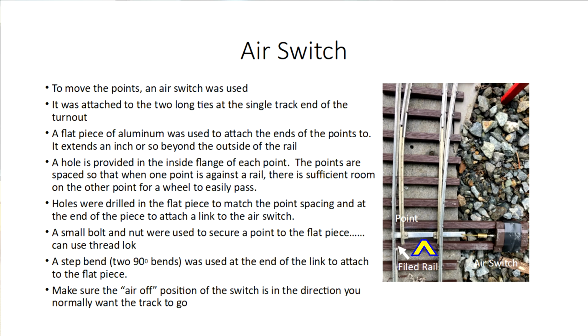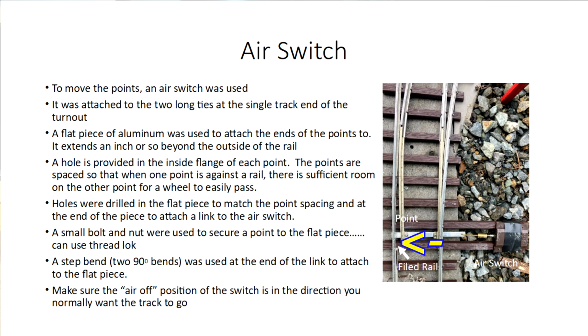And this is just a piece of aluminum. The commercial points have a hole on one side of the flange on either one, and they use that hole to just drill through and set the spacing on this piece of aluminum. And then to connect up to the air switch, there's a hole here, which is kind of like a Z step right here, to attach the link to the piece of plate right here.